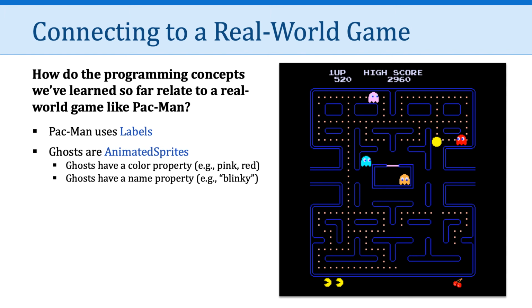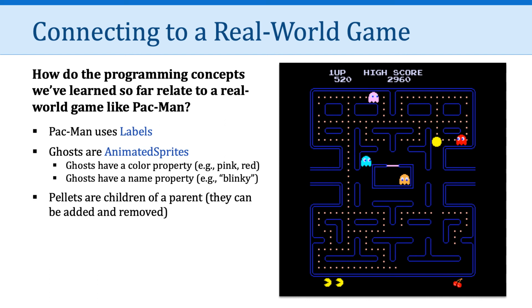And importantly, those animated sprites have properties. They have a color property. Some of the ghosts are red, some of them are pink, orange, or blue. Also, the ghosts in PacMan have different names, so there's a name property. One of the ghosts is called Blinky. Another one is called Inky. Another one is called Pinky. All of that is stored in the name property.